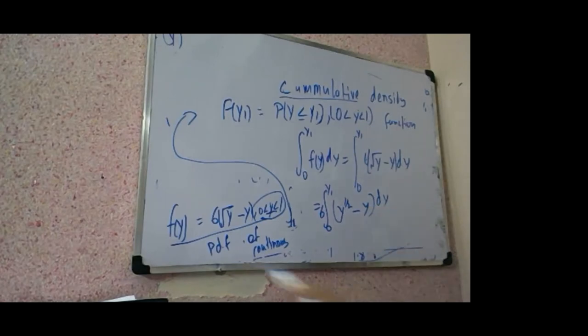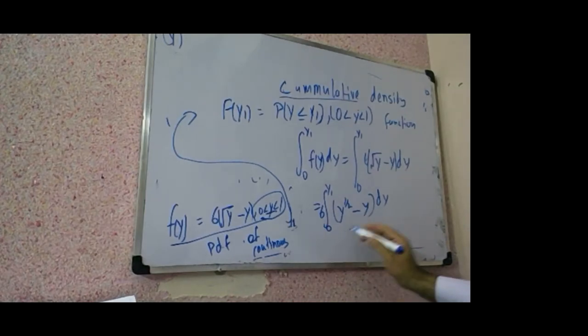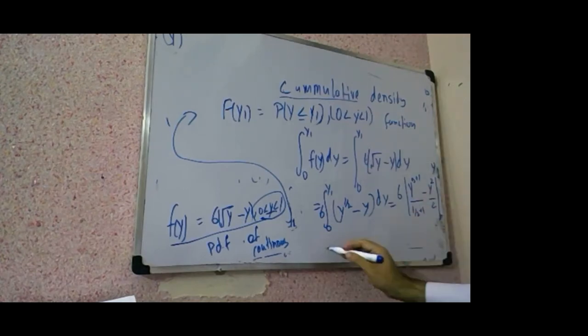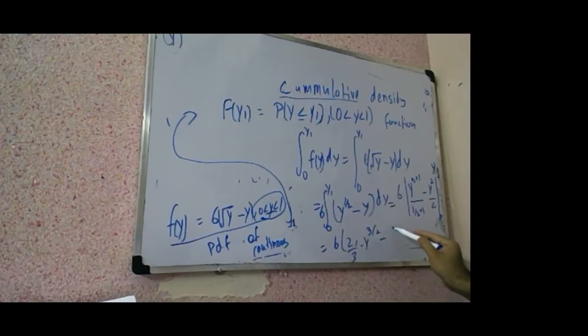So now open the integral. When I open the integral, I get 6 times y^(1/2+1) over (1/2+1) minus y^(1+1) over 2, with the range 0 to y1. Solving this, I get 6 times, with 3/2, it will be 2/3 y^(3/2) minus 1/2 y squared, from 0 to y1.